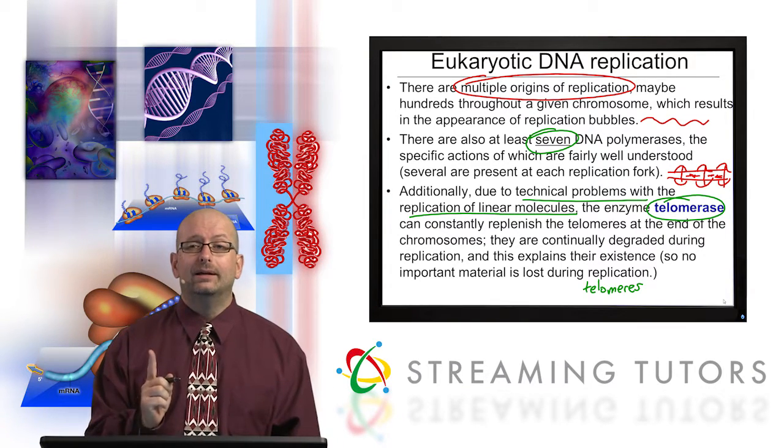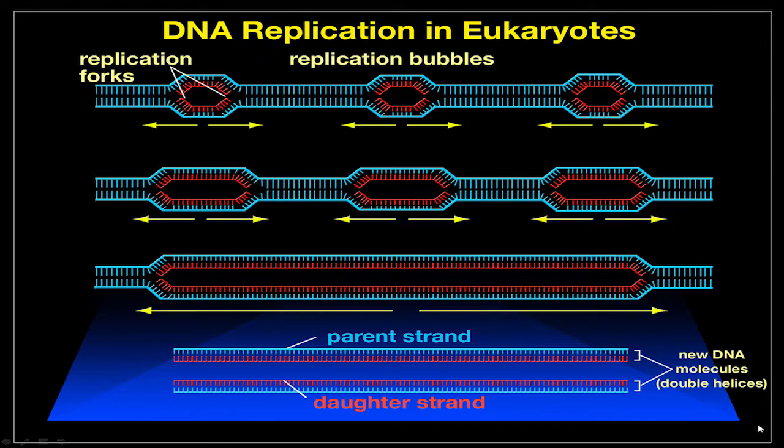All right. Now, here's a picture using the same blue and red. So the blue is the original. You see these replication bubbles. What that means is each of these represents an origin of replication. And it's going bidirectionally; from each one of these, replication forks are spreading out in both directions. And this is a progress sort of thing.